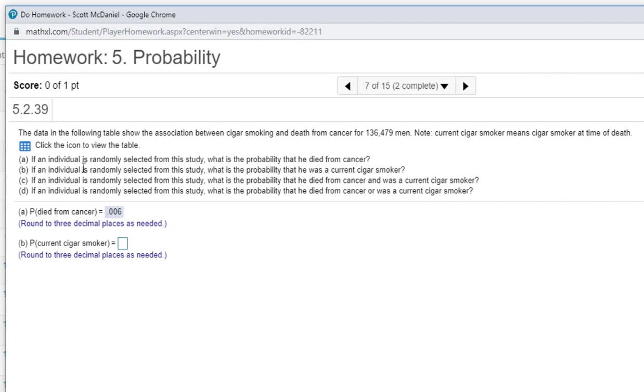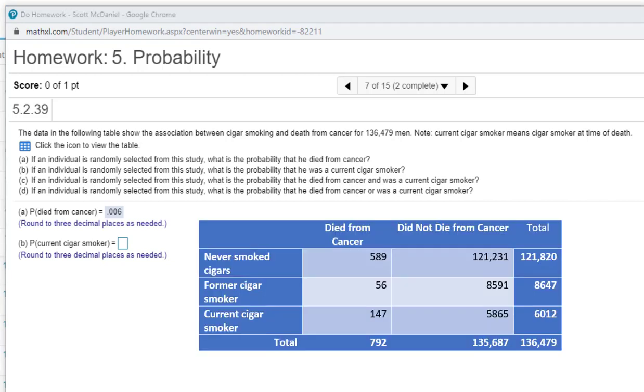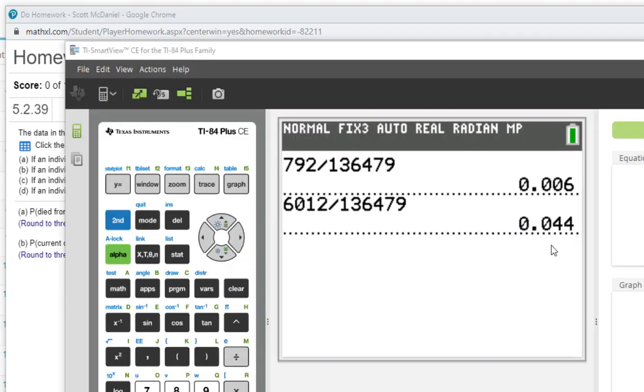Okay, part B, if an individual is randomly selected from this study, what is the probability that he was a current cigar smoker? So again, find the number of successful outcomes. Remember that success is sort of what we're looking for. In this case, we're looking for current cigar smokers. So just count that. It's 6,012. So 6,012 divided by the total, 136,479. Round it into 3 places and see what we get. And when I put that in, I get 0.044.